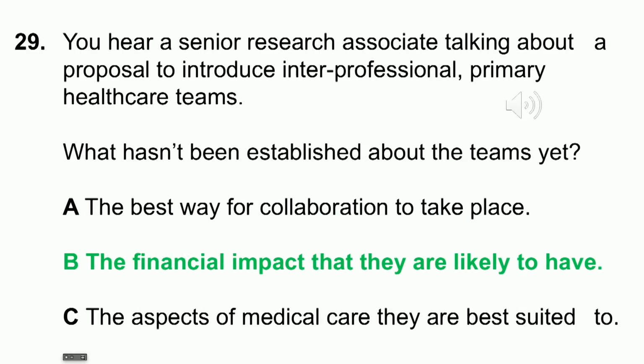Whoopsie, this must be number 30, my apologies. You hear a senior research associate talking about a proposal to introduce interprofessional primary healthcare teams. What hasn't been established about the teams yet? What hasn't been established? B, the financial impact that they are likely to have.